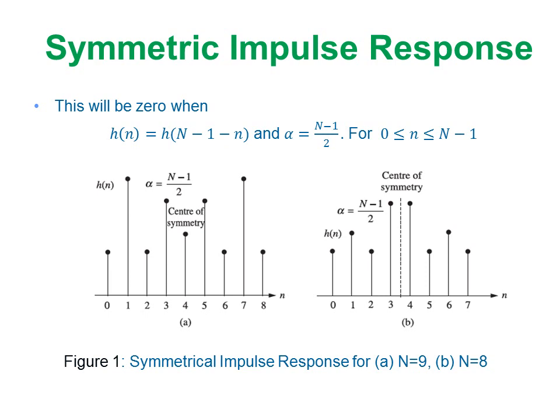So it is always preferred that we go with an odd order filter, because it gives us the center of symmetry about an integer, which is not the case with the even order filter. Next is an antisymmetric filter.